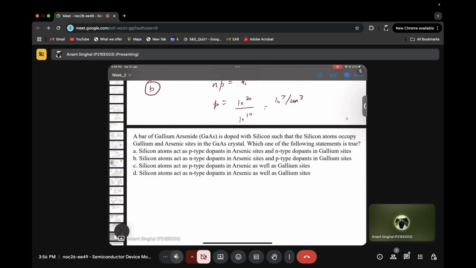This problem says we have a bar of gallium arsenide, which is doped with silicon such that the silicon atoms occupy gallium and arsenic sites. Which one of the following statements is true? Try to think. Let me give you some hints. Gallium, we know, is p-type because it is group 3. Arsenic, we know, is n-type because it is group 5. So what could be the true statement in all of those four? You can have a try, maybe take a few minutes, and then I'll also try to explain the same.